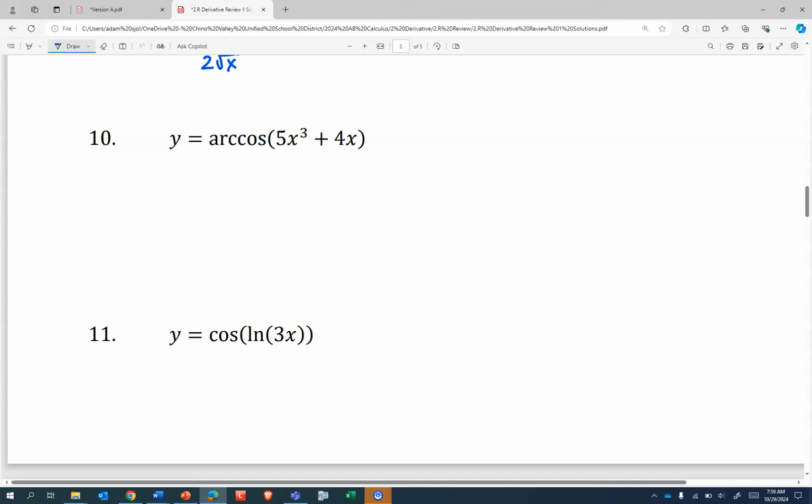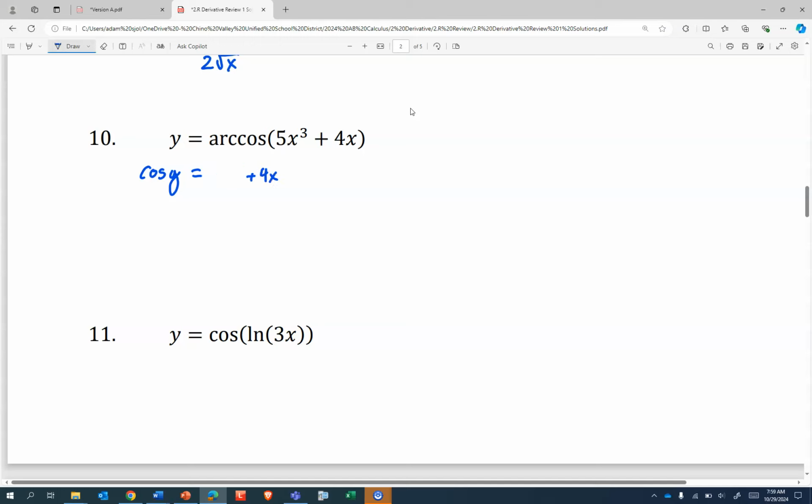Ooh, arc cosine. Now, I happen to remember the derivative of inverse cosine. If you don't, the best way to do this is probably kind of the long way. So it's your call if you want to do that. I'm not going to, because I happen to know that rule, and I assume most of you think you'll know that rule. Hopefully you do.